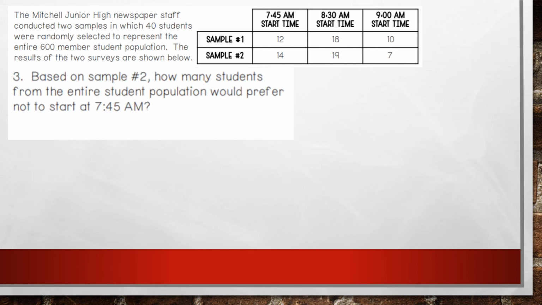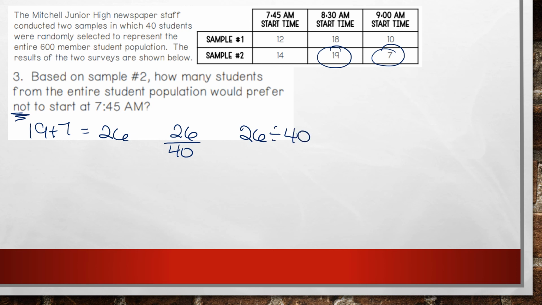So number 3, based on sample 2, how many students from the entire population would prefer not to start at 7:45? You got to watch your wording. So the students that do not want to start at 7:45, there's 19 in one group and 7 in another from sample 2. So the first thing we want to do is add our 19 plus 7, and that's going to give us 26 students. That's 26 out of 40, which is the same as 26 divided by 40 for us to get our decimal. And then we would multiply that times the student body of 600, and that gives me 390 students that prefer not to start at the 7:45 time.